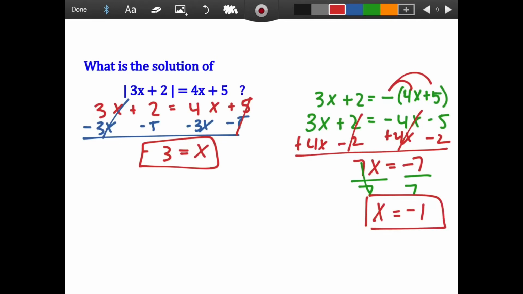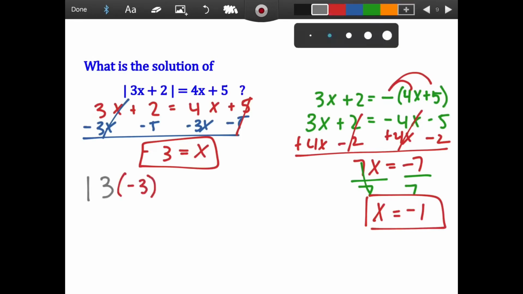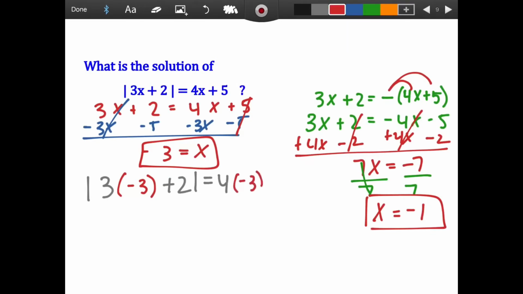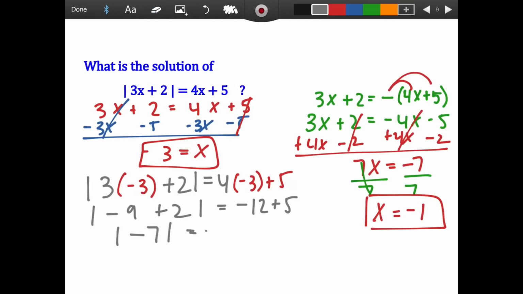So we have two values for x, but now we want to plug in and check that these work. So we're going to plug back into our original equation. So we have the absolute value of 3 times x, which is -3, plus 2 equals 4 times -3 plus 5. So when we solve this, we have the absolute value of 3 times -3 is -9 plus 2 equals -12 plus 5. So -9 plus 2 is the absolute value of -7. -12 plus 5 is -7. Absolute value of -7 is positive 7, which does not equal -7.